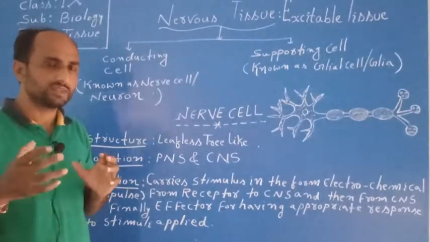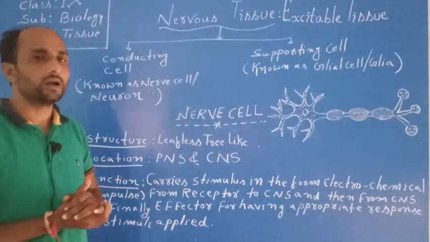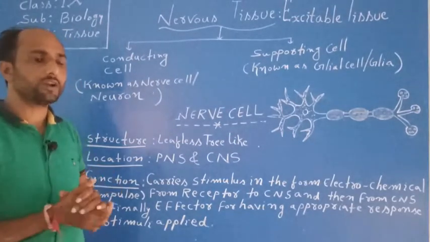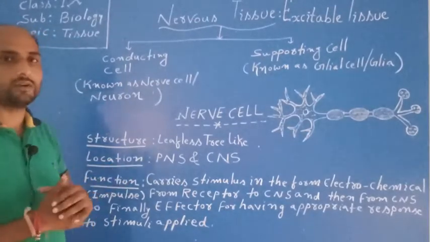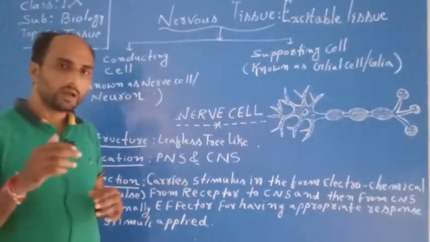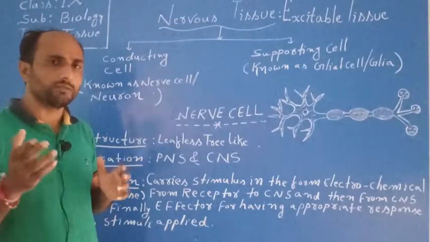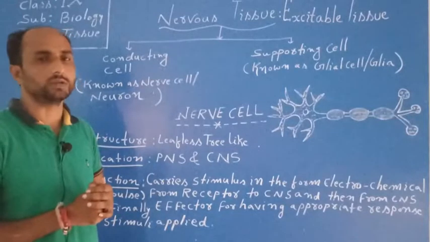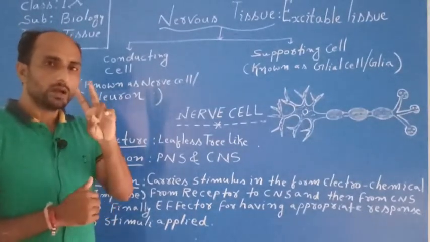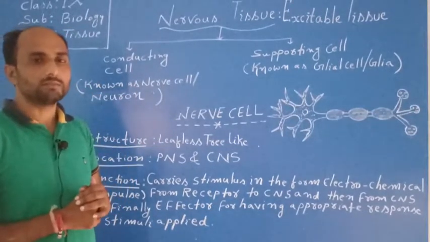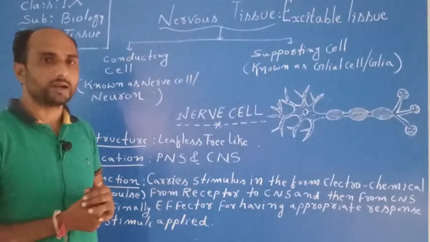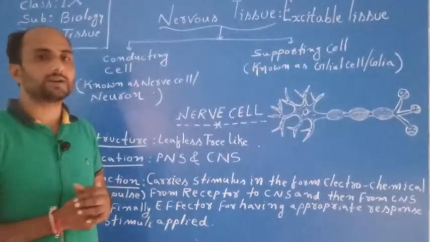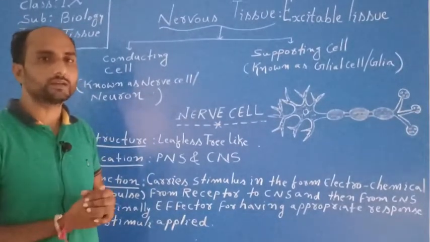Function of the cell. The function of the cell is to take a stimulus in the form of an electrical signal, which is known as impulse, from the receptor to the CNS, and then from the CNS finally to the effector. That immediate response will be generated in response to certain stimuli that have been applied to us.